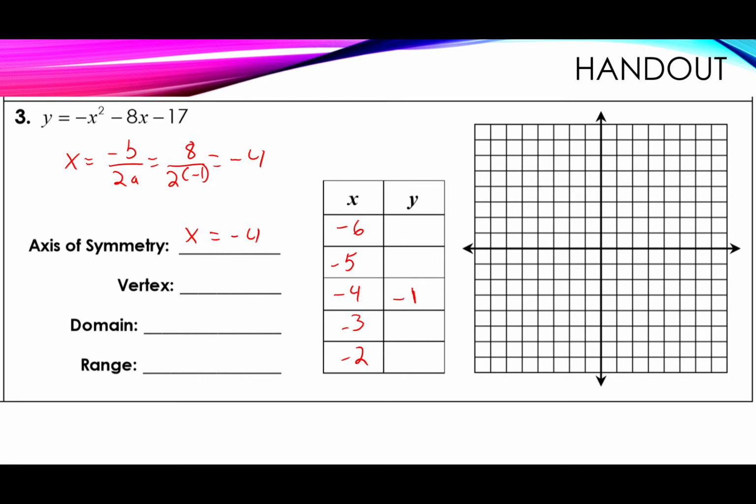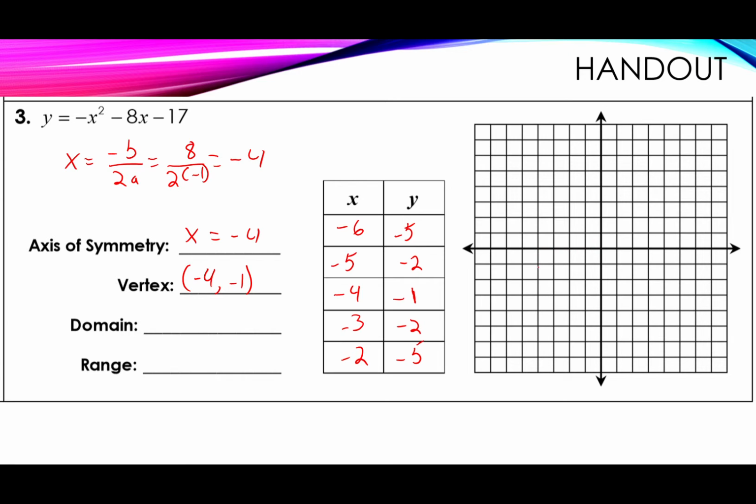Hey guys, when you're looking at your table, if you're wondering, did I really get my vertex here at -4, -1? Well, if you look at the points before and after it, if they have the same y value, then yeah, you have your vertex because it's symmetrical. So when x is -3 or -5, y is -2. When x is -6 or -2, y is -5. Okay. Now go find my vertex point, -4, -1.